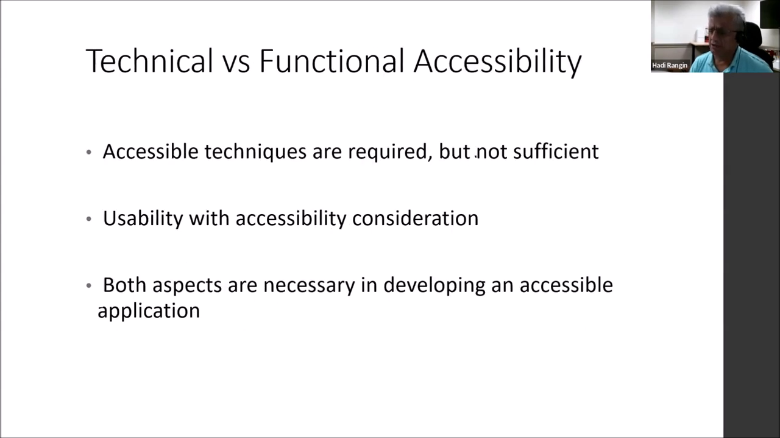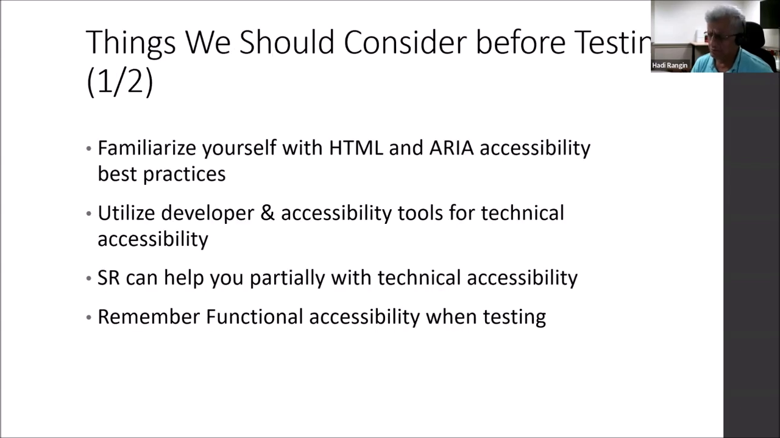Putting them together, technical accessibility is a requirement for functional accessibility, and that is what we usually do. We check for technical accessibility as well as functional accessibility. But as I said, technical accessibility is a requirement for functional accessibility. Here are things that we should make sure that we know and do before diving into screen reader accessibility.